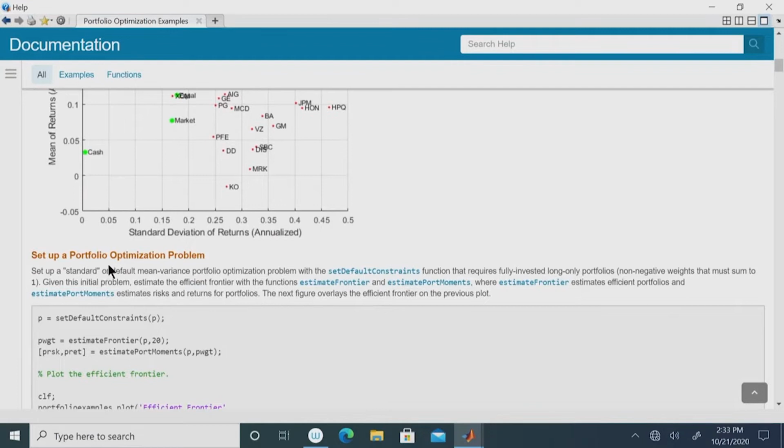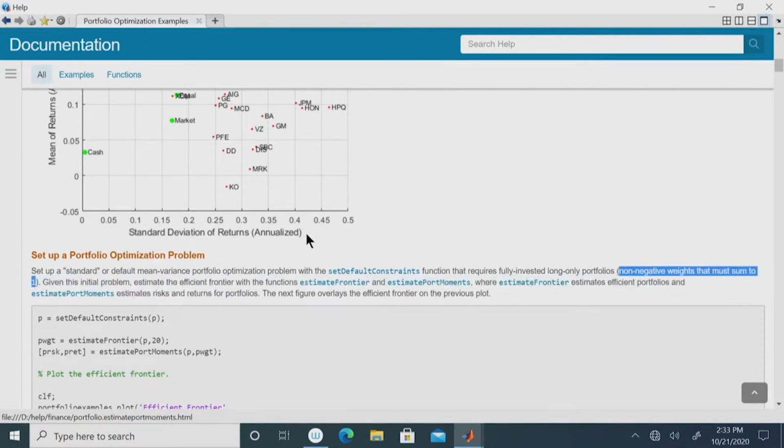Now, we need to set up the optimization problem one by one and then solve for those. So, we set up a mean variance portfolio optimization problem, and default constraints are set up for that. By default constraints, it means that of course, you will have the sum of the weights being equal to 1, and in addition to that you are not allowed any short selling. That means your weights must all be greater than or equal to 0.